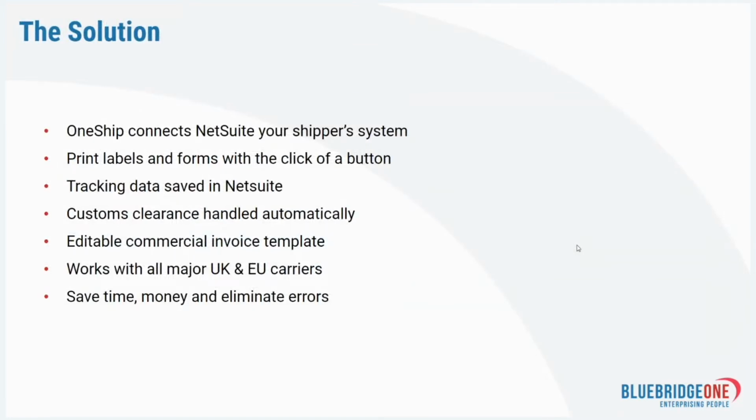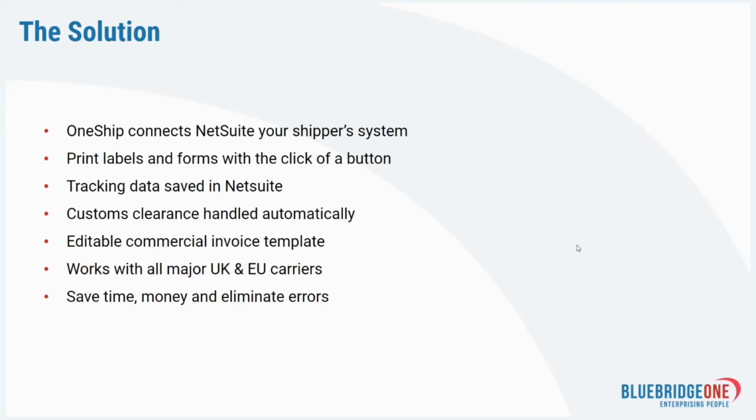OneShip will link your NetSuite account directly to your shipper's system to automate that data entry and booking process. It'll enable you, therefore, to print your shipping labels and also any forms that you might need, things like delivery notes, with the click of one button. As well as that, we save the tracking data from the shipper into NetSuite on the appropriate records, such as the item fulfillment record and the sales order record.